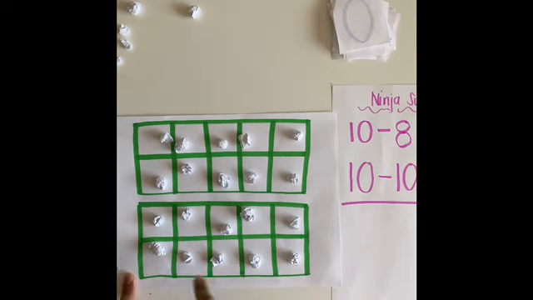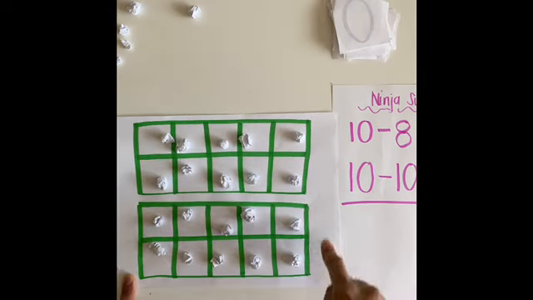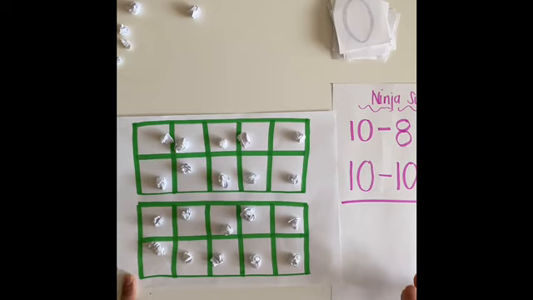Well, I see that it's full too. There's no open spaces for more manipulatives. So that means there are 10 here, 10 and 10. So 10 plus 10 equals 20.